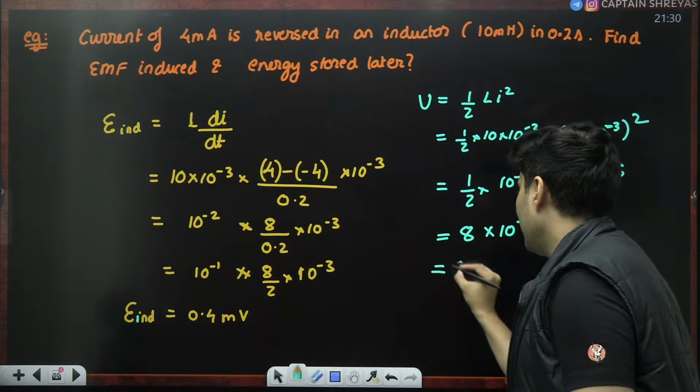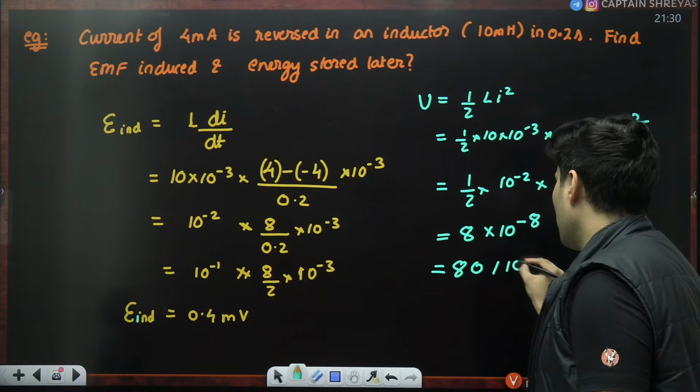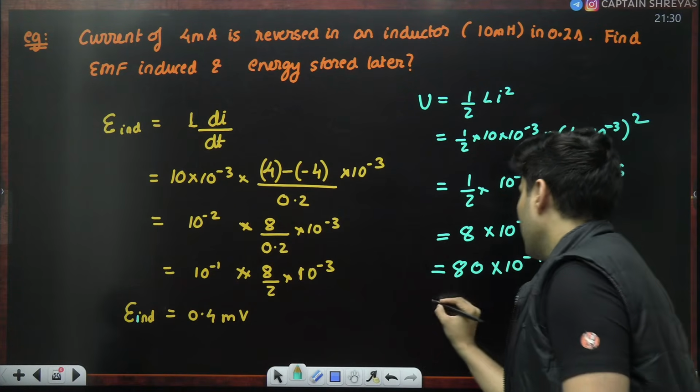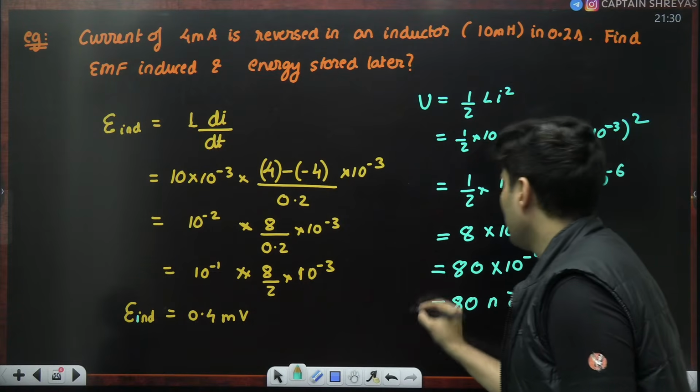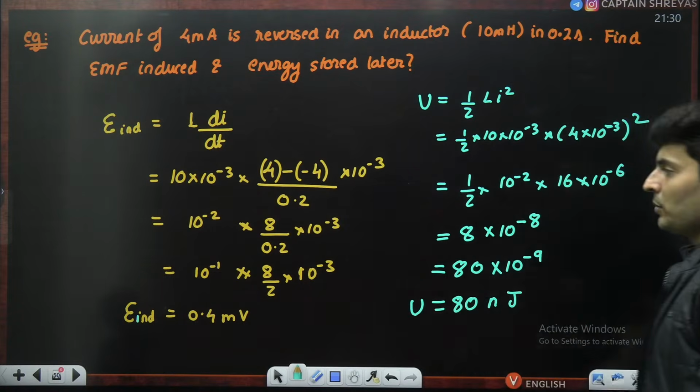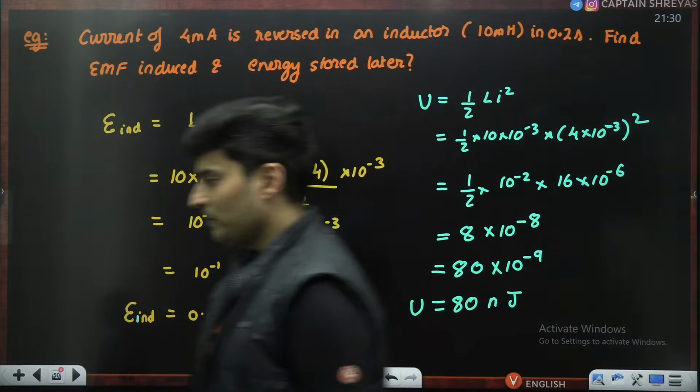And I can write this as 80 into 10 to the power minus 9, which means this will become 80, this is nano and this is joule. So energy stored is 80 nanojoule. So we got that also.